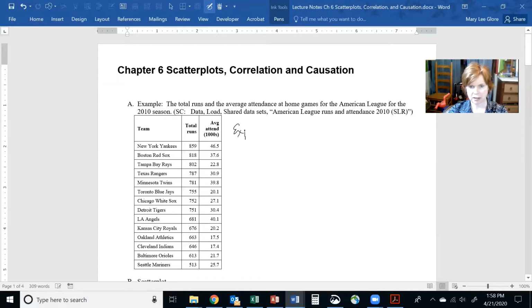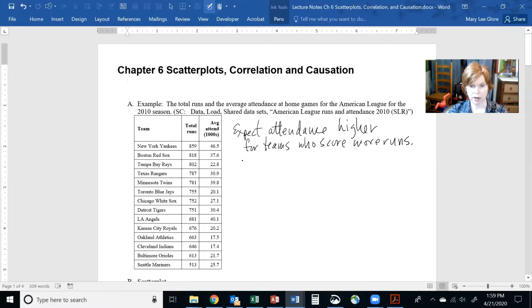So, fair weather fans, we might expect that the attendance might be higher for teams that score more runs. I mean, they're going to win more too. And so that's the kind of analysis we're going to do here.